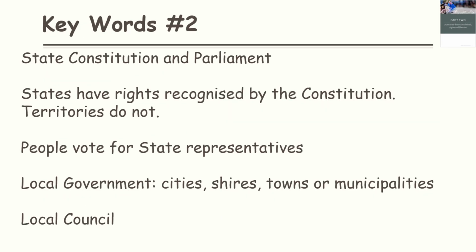Let's say the key words together. State constitution and parliament. States have rights recognized by the Constitution. Territories do not. People vote for state representatives. Local government, cities, shires, towns, or municipalities. Local council.